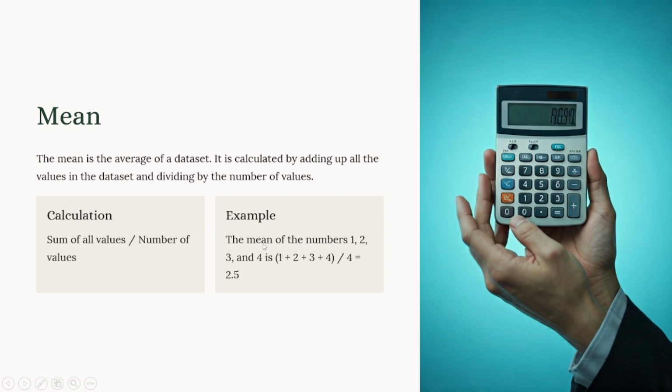So for example, the mean of the numbers 1, 2, 3 and 4 is 1 plus 2 plus 3 plus 4 divided by how many numbers you have? 4 numbers. And what is the mean value? It is 2.5. If you calculate this, you will get 2.5 as the mean.